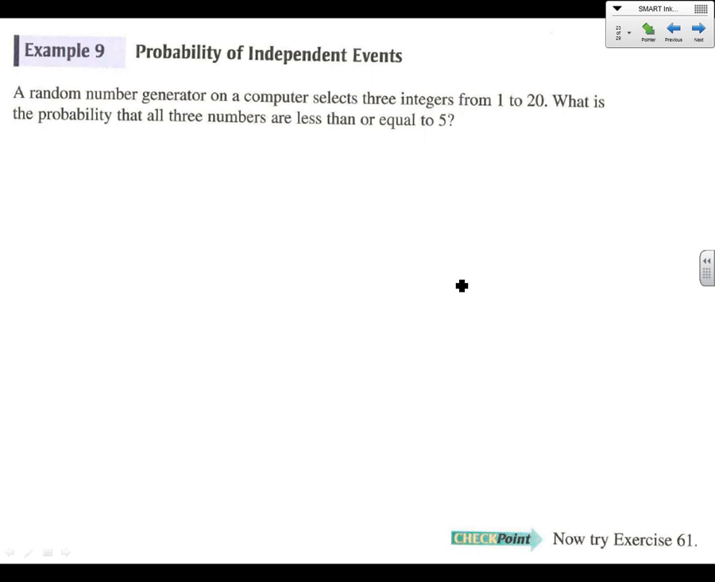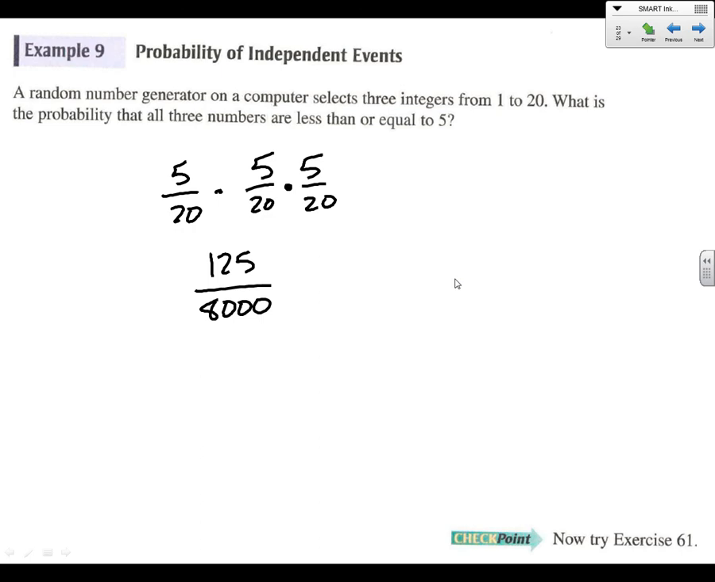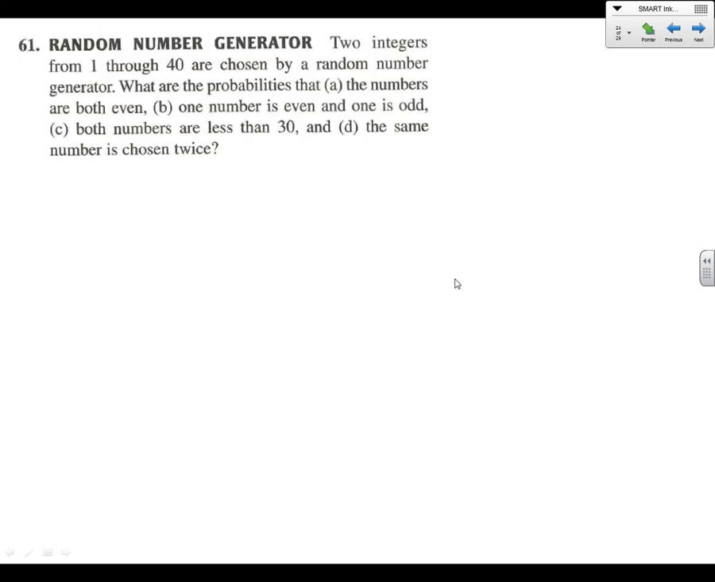Okay, so the first number, there are 5 out of 20 numbers we like. The second, there are 5 out of 20 numbers we like. And the third one, there are 5 out of 20 numbers that we like. We want 3 numbers, so that's first and second and third numbers. So we would have 125 out of 8,000, multiplying those together. Okay, so and means multiply. Make that work for problem 61.